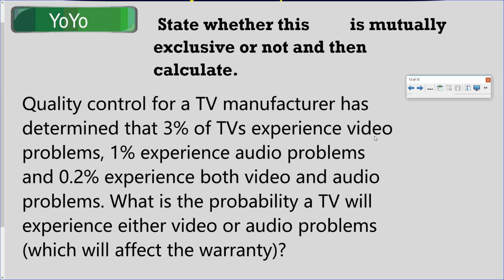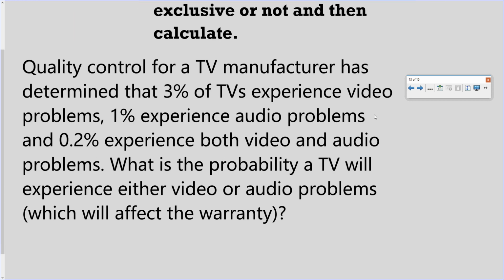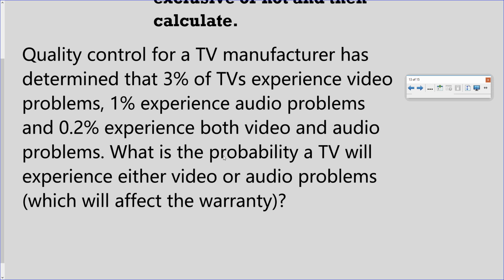Okay, quality control for a TV manufacturer has determined that 3% of its TVs experience video problems. 1% experience audio problems. 0.2% experience both video and audio problems. What is the probability that a TV will experience either video or audio problems, which will affect the warranty? So the question is, are they mutually exclusive? Well, by definition, no. They could have video and audio problems. If a TV has video and audio problems, I think it's probably just a piece of plastic, but, you know, whatever.